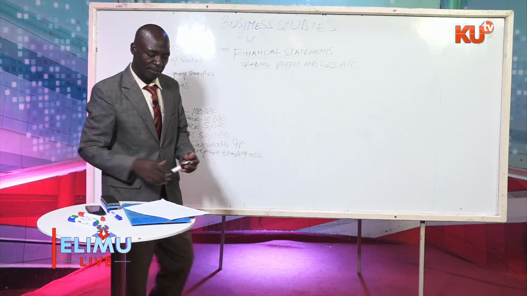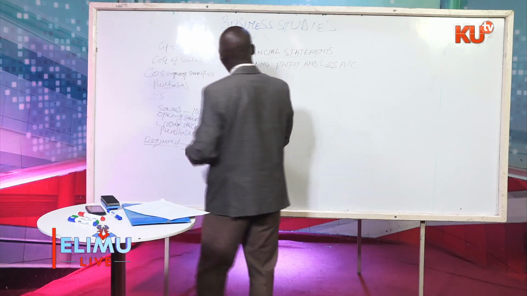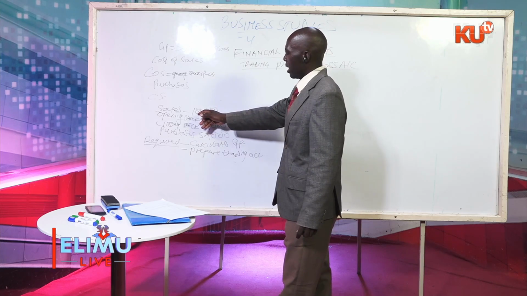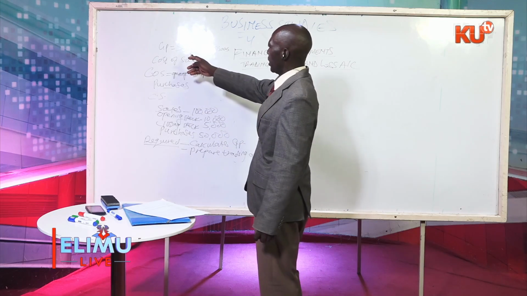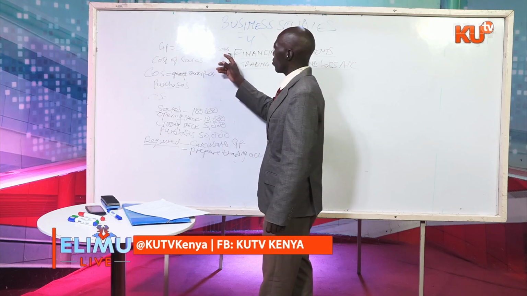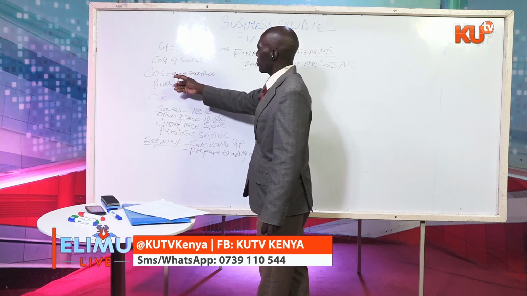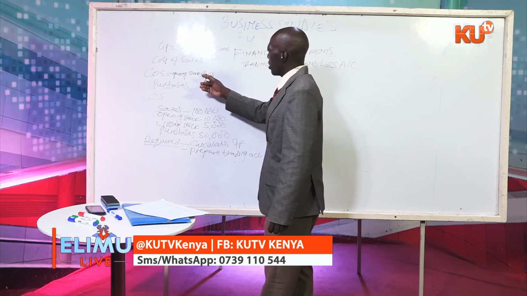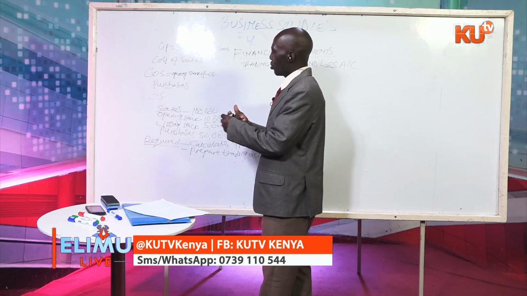Calculation of gross profit. Here, sales are 100,000. We have said the formula for getting the GP, the gross profit, is sales minus cost of sales, and cost of sales is calculated by getting the opening stock plus the purchases minus closing stock.